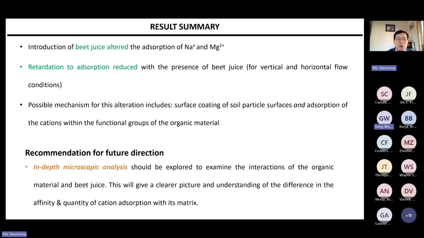So where do we go from here? Certainly, we need a better understanding. As researchers always say, additional research is needed. In-depth microscopic analysis should be explored to examine these interactions, because that's not the focus of this project. So we didn't go into the fundamental research. But the experimental data, out of hundreds and hundreds of soil column leachate tests, indicate this trend. So we think additional tests or investigation would give a clear picture and better understanding, because we mentioned there are two different possible mechanisms at work.